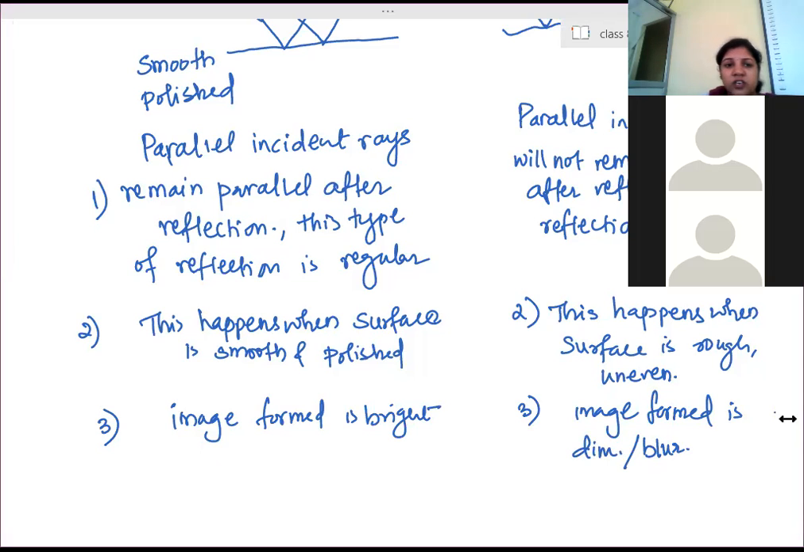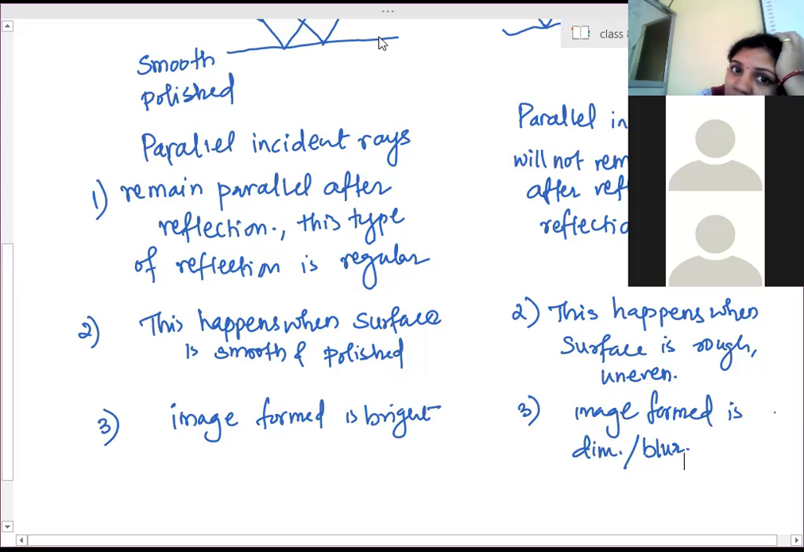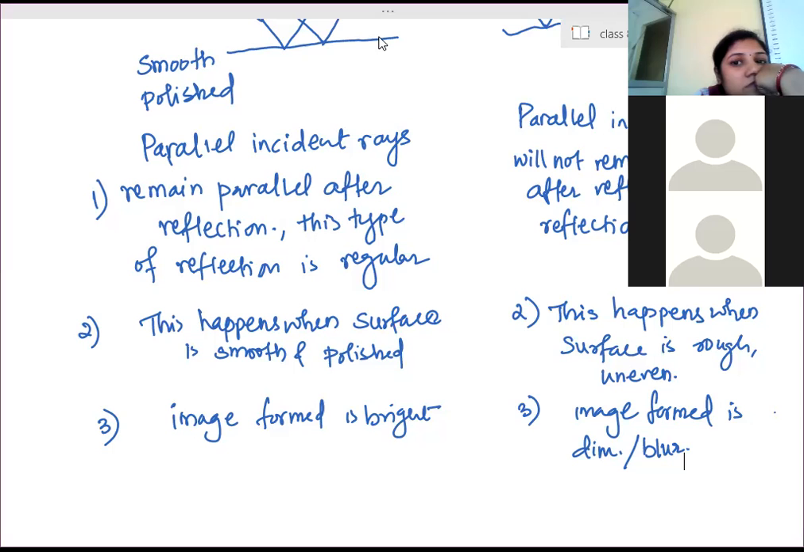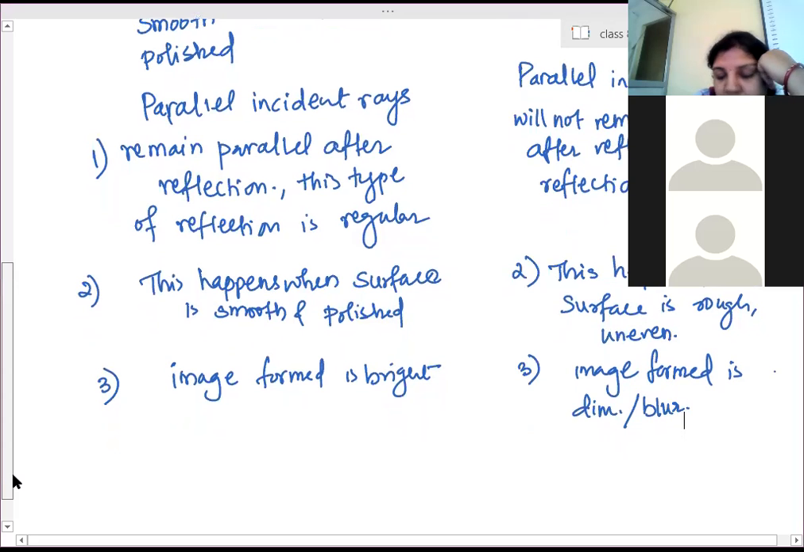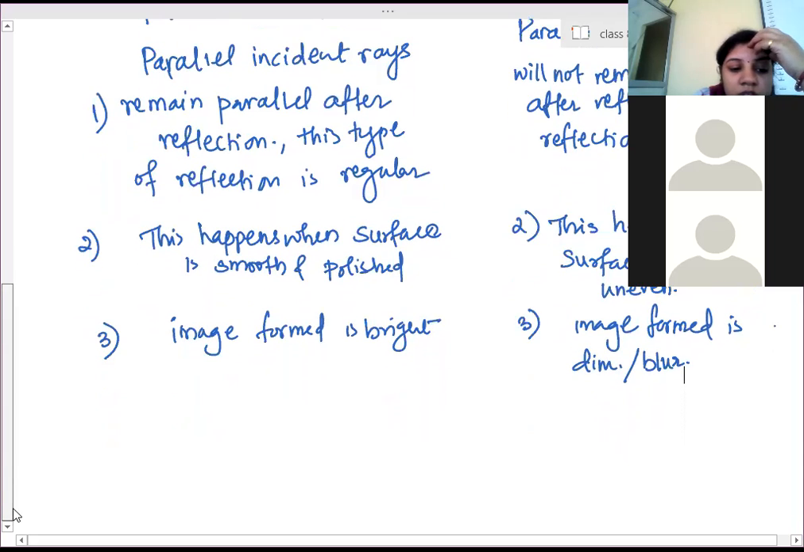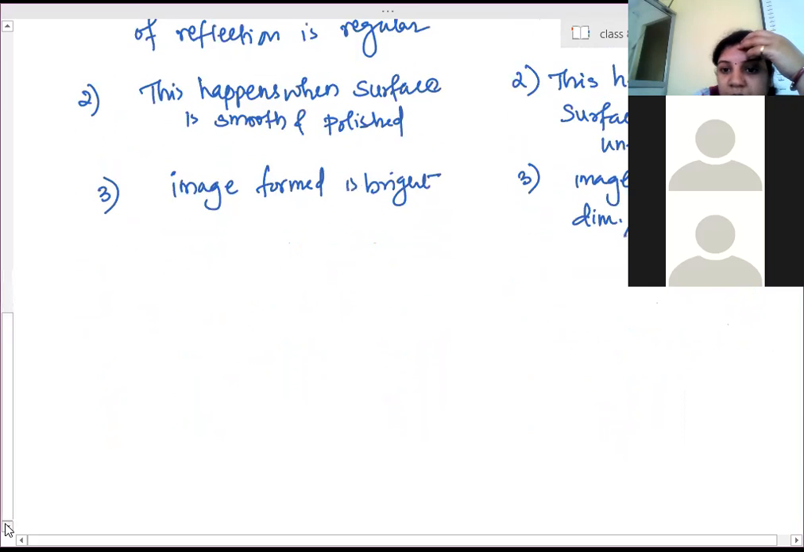Is the difference between regular and irregular reflection clear? Yes, ma'am. This is important. Then the image formed by a plane mirror.